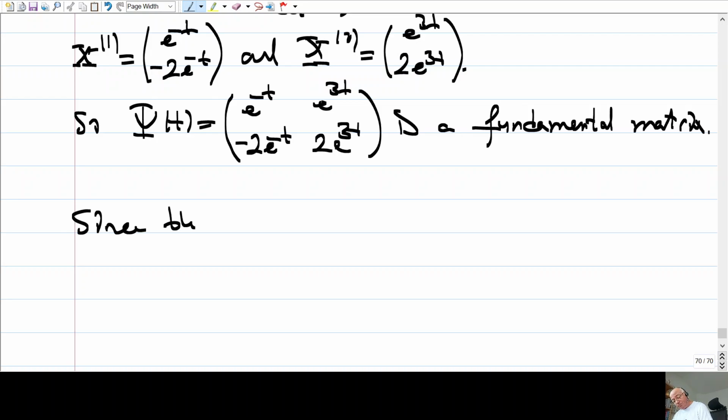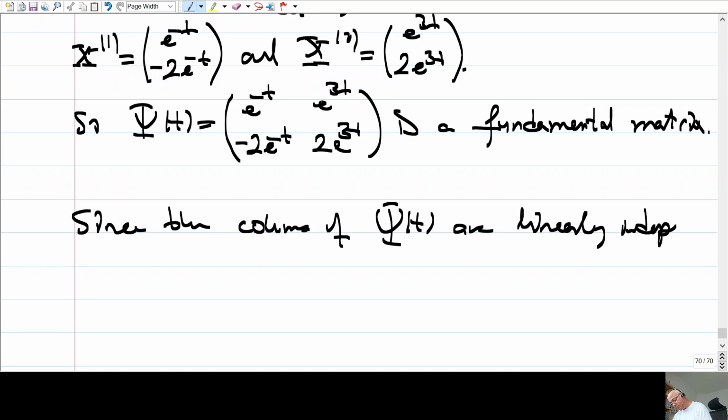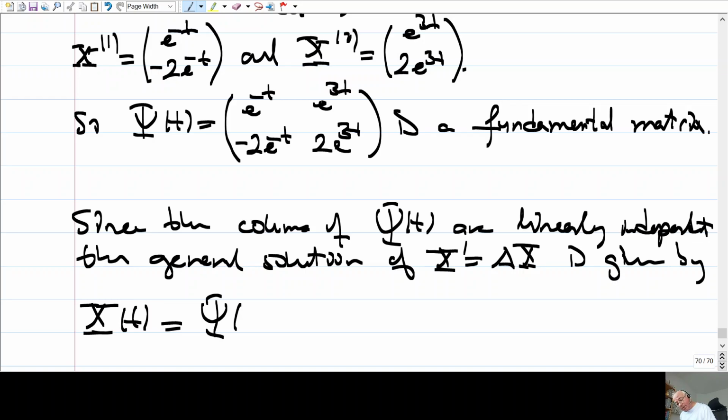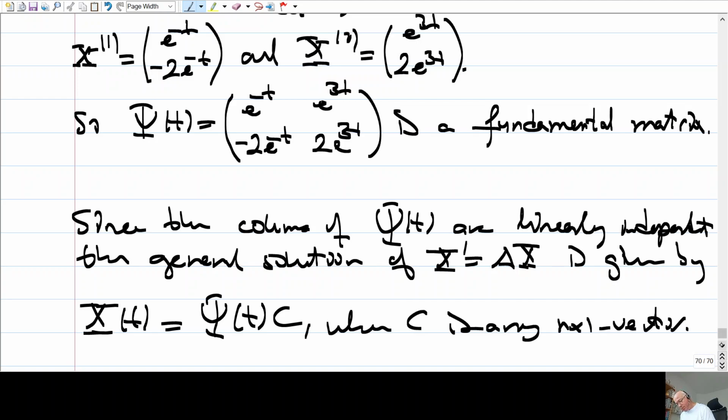Since the columns of a fundamental matrix are linearly independent, the general solution of x prime equals Ax is given by x(t) equals a fundamental matrix times C, where C is any n by 1 vector, an arbitrary vector.